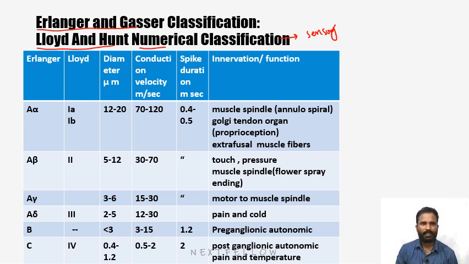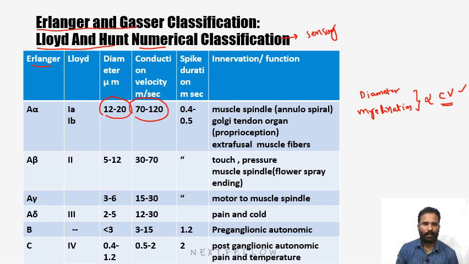Coming to Erlanger's classification, it is mainly based on the diameter and the conduction velocity. The more the diameter and myelination, the more the conduction velocity, so it is directly proportional to conduction velocity. If you see here, it has basically A, B and C. C is unmyelinated, and the remaining, A alpha to B, are myelinated.